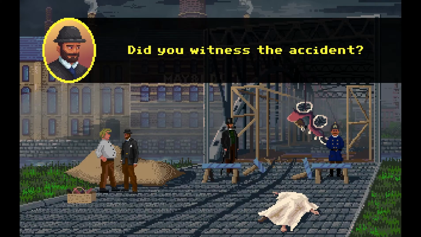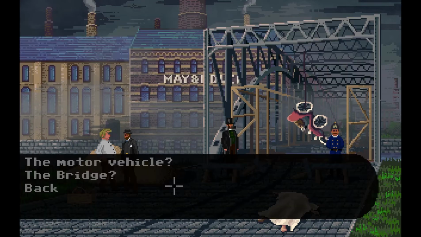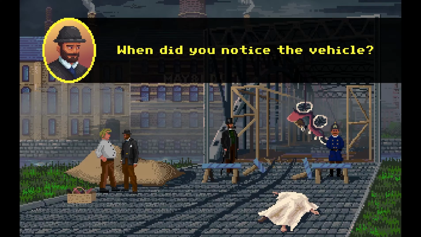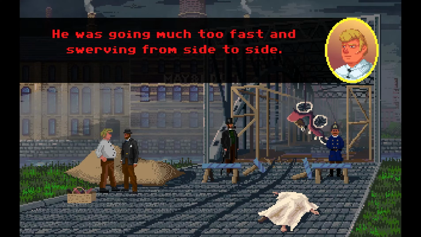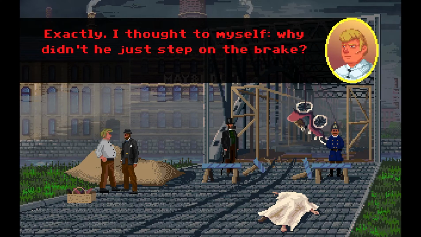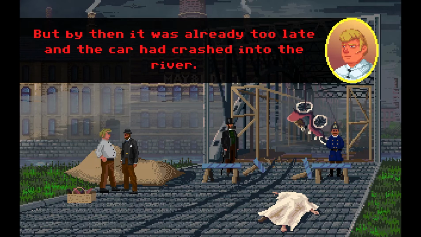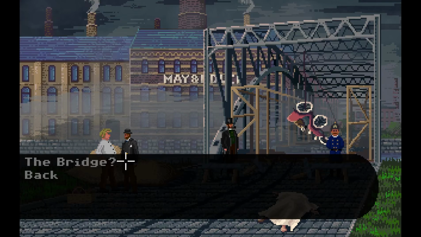Okay. Sie haben den Unfall gesehen. Allerdings. Ich war oben auf dem Gerüst, als dieser Wahnsinnige angerast kam. Wann haben Sie den Wagen bemerkt? Gleich als er in die Straße eingebogen ist. Er war viel zu schnell unterwegs und ist in Schlangenlinien gefahren. Und hat geradewegs auf die Baustelle zugehalten? Genau. Ich habe mich noch gewundert, warum er nicht bremst. Aber dann war es auch schon zu spät und der Wagen krachte in den Fluss. Ich habe mich so erschrocken, ich wäre fast vom Gerüst gefallen.